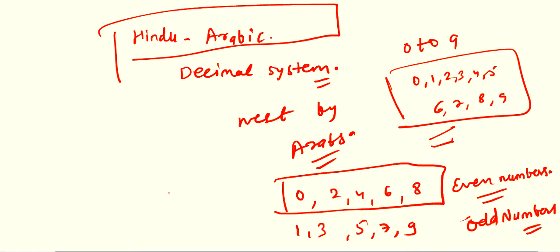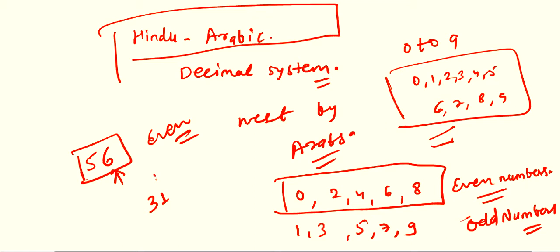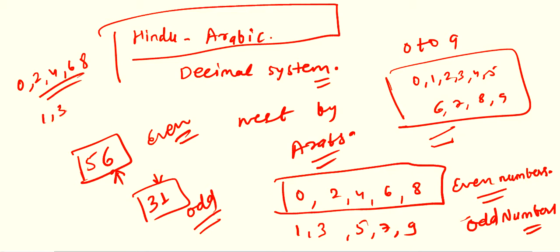For example 56, in the last 6 is given and 6 is an even number. So due to this reason 56 will be an even number. 31, 1 is an odd number. So due to this reason 31 is an odd number. So remember 0, 2, 4, 6, 8 even, 1, 3, 5, 7, 9 odd.